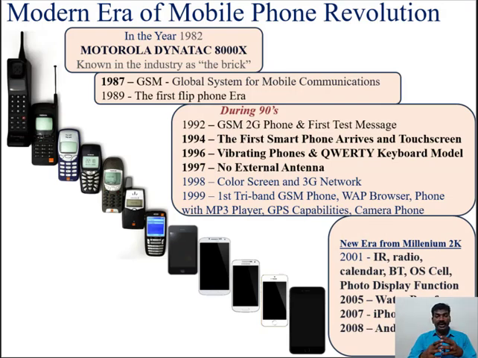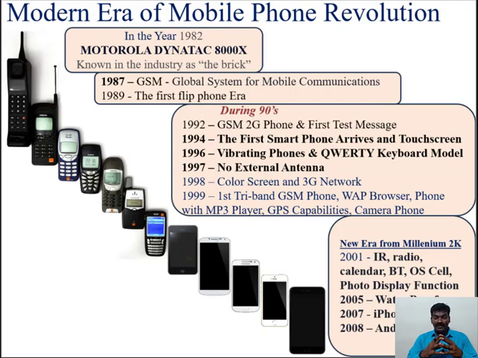And the new era, from the millennium 2K, after the year 1999, when we stepped into a new millennium, set a huge stage for telecommunications, right? It created a huge change in the world, turning it upside down. Let's see what it is. In 2001, mobile phones with IR, infrared, and radio, calendar, Bluetooth and operating system, and mobile phones with photo display function were released.